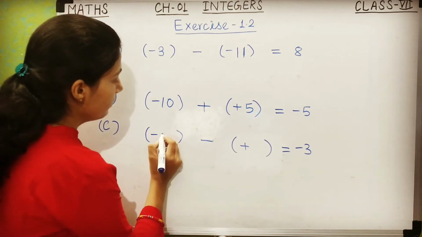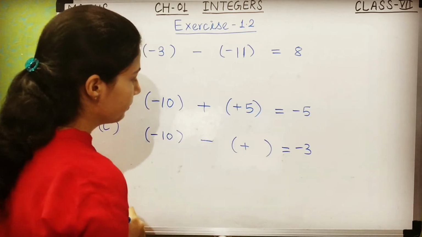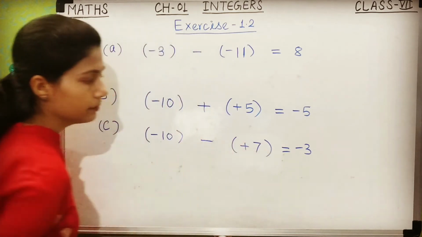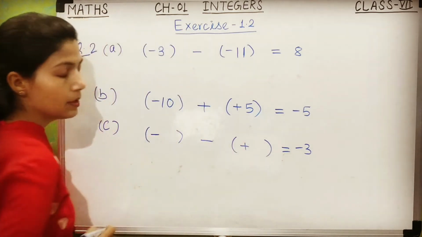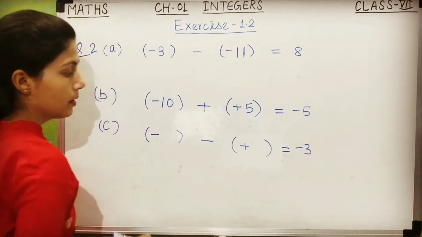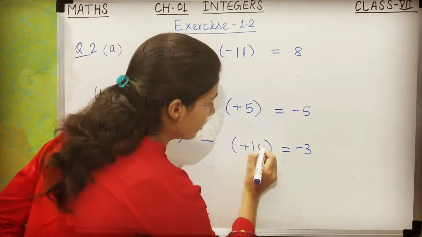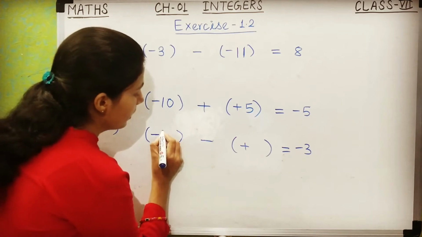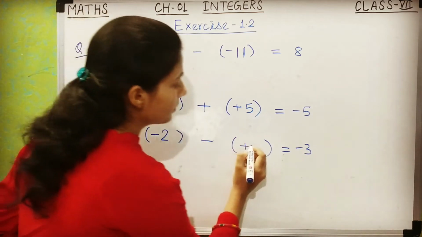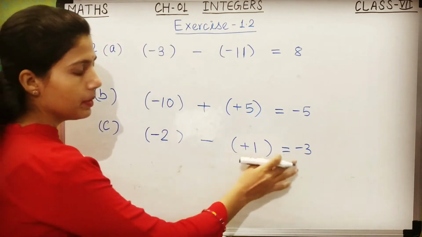If I take here -10 and here +7. So now see here the number is 3. So if I take here 7 and here 10. Okay, if I take here -2 as negative integer and +1 as positive integer, so their difference will be -3.